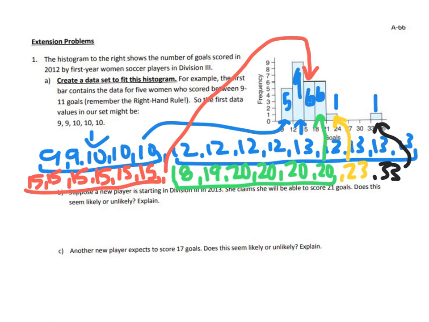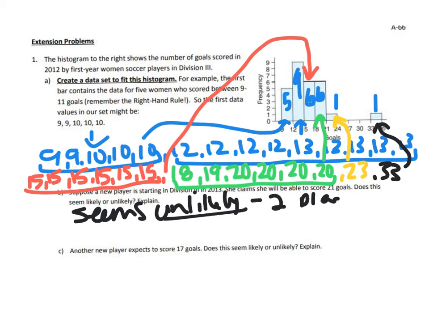It says, suppose that a new player is starting in the division in 2013. She claims that she will score 21 goals. Does this seem likely? So if we're looking at this chart here, if she scores 21 goals, that means she would have to be in this bar. And it seems unlikely because there's only 2 players that are in this bar, between this bar and this one. So basically, I would say no. This seems unlikely because there's only 2 players in the top spots. So it seems unlikely.